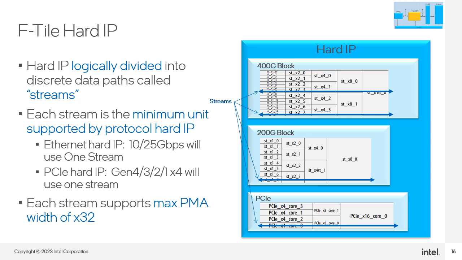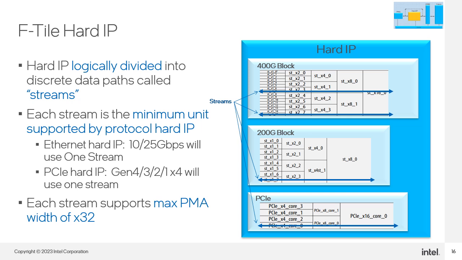Each stream supports a maximum data width of 32. If more than 32 bits wide is needed to support the line rate, then multiple streams are needed. The PMA width also determines the number of streams used. Each PMA with a width of 32 or less uses 1 stream. Each PMA with a width of 64 uses 2 streams. Each PMA with a width of 128 uses 4 streams.